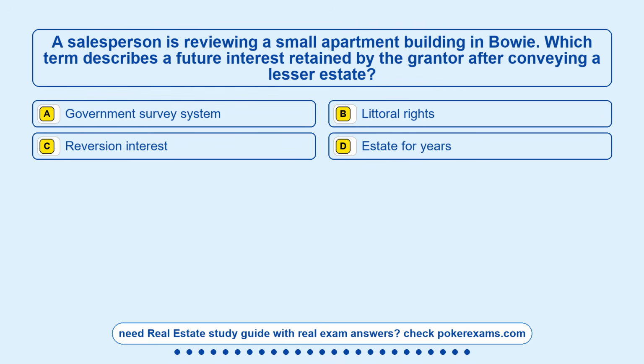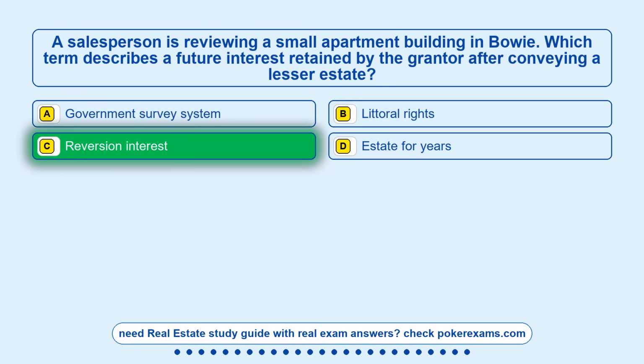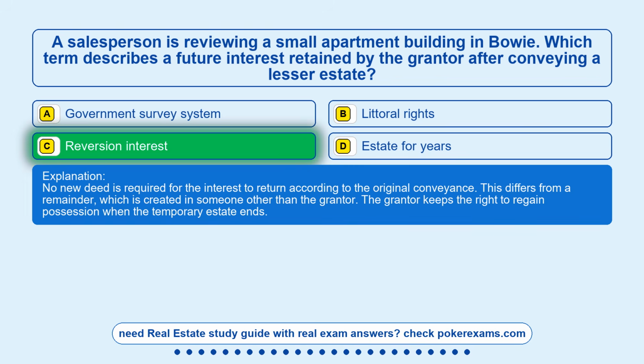Question 18. A salesperson is reviewing a small apartment building in Bowie. Which term describes a future interest retained by the grantor after conveying a lesser estate? Option A, government survey system. Option B, literal rights. Option C, reversion interest. Option D, estate for years. The correct answer is option C, reversion interest. No new deed is required for the interest to return according to the original conveyance. This differs from a remainder, which is created in someone other than the grantor. The grantor keeps the right to regain possession when the temporary estate ends.